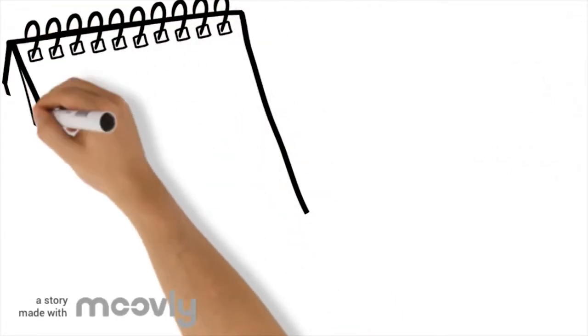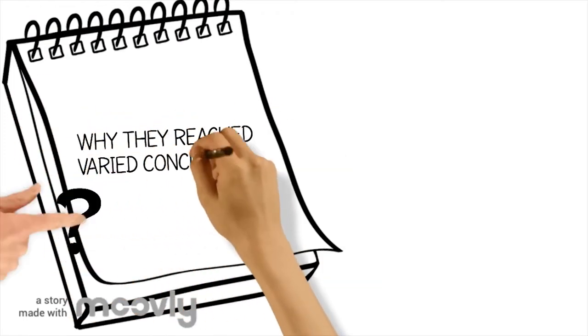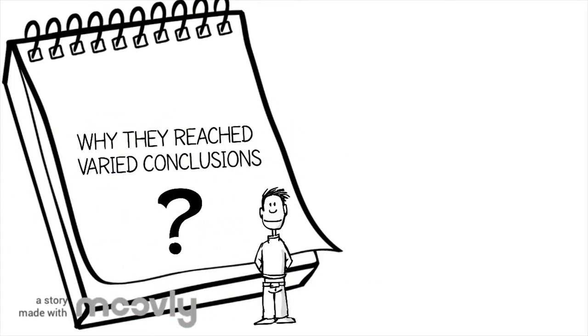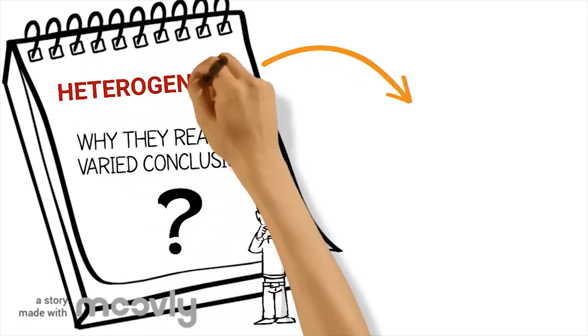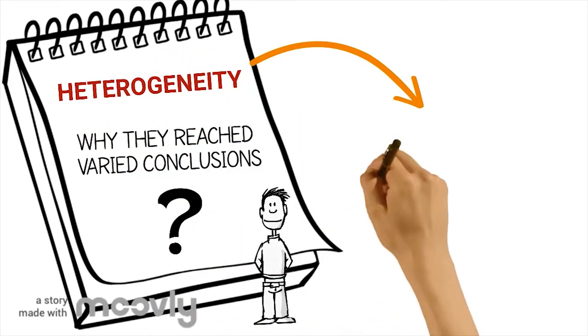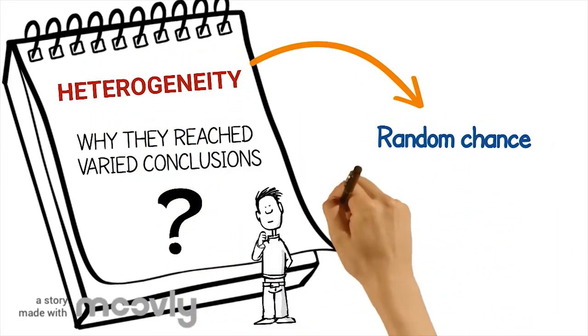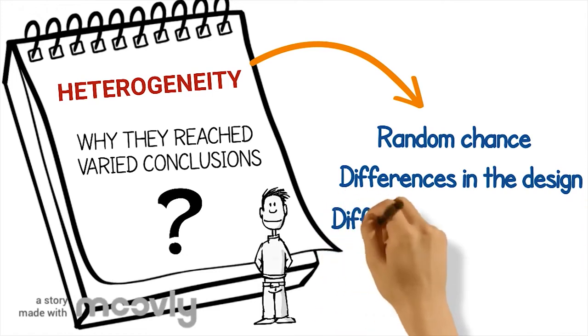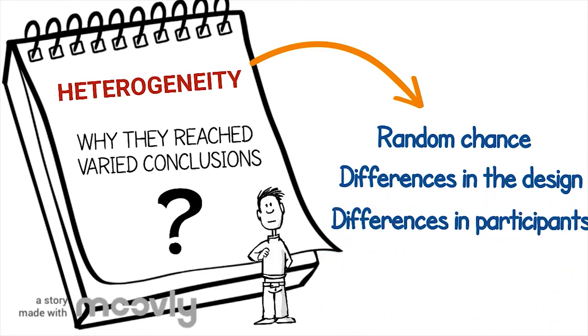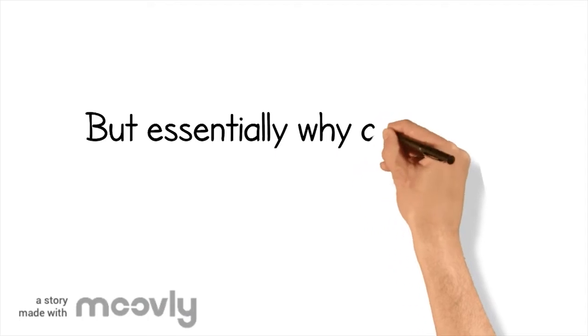To achieve this, the study must provide a clear description of differences among studies and explain the reasons why studies may have reached varied conclusions. This is typically referred to as heterogeneity, which may be explained by random chance alone or may be due to basic differences in trial design or participants across studies. But essentially, why conduct a meta-analysis?